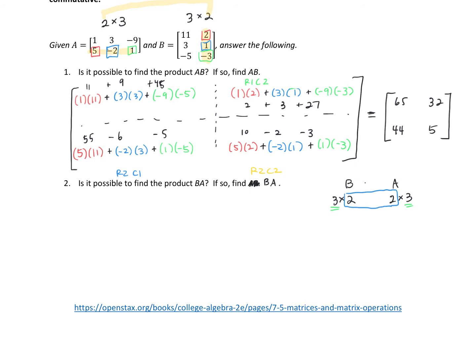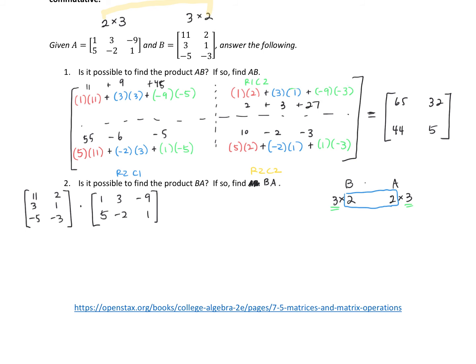So this time, I'm going to rewrite them down here. Let's see, hopefully that will help. So B is 11, 3, negative 5, 2, 1, negative 3, times A is 1, 3, negative 9, 5, negative 2, 1.